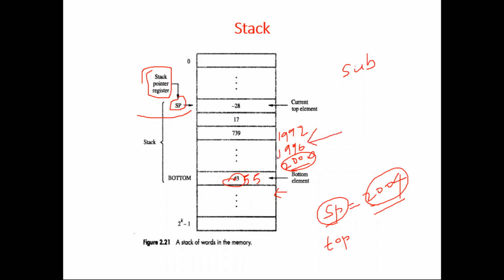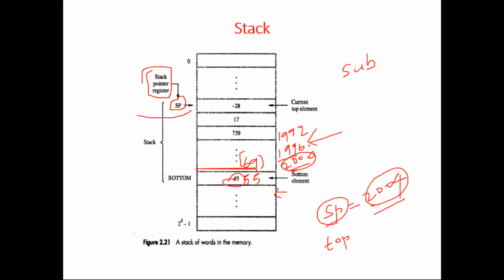Say this location 1996 contains the value 69. Now if you pop, what will it give? It will return the current value pointed to by SP. SP is pointing to location 1996. The value at that location is 69. So it will return 69.